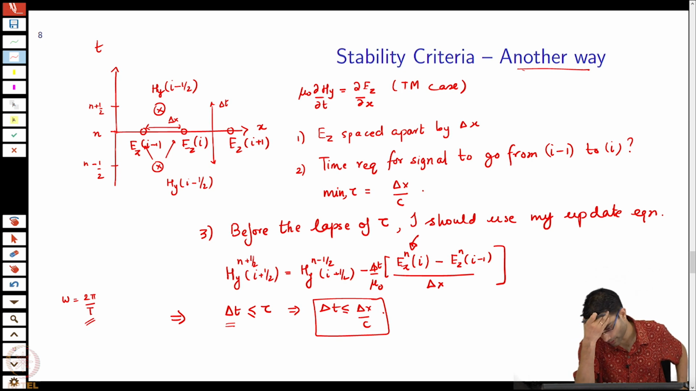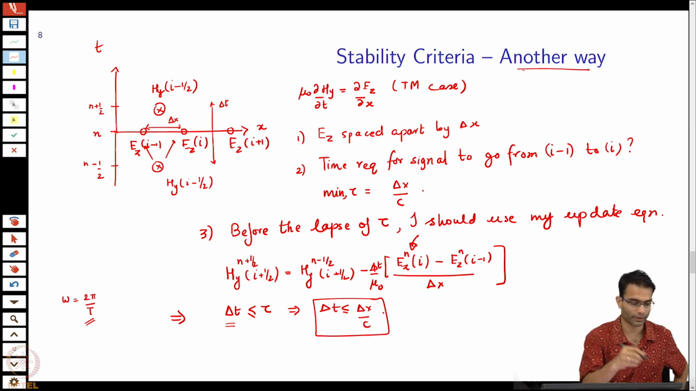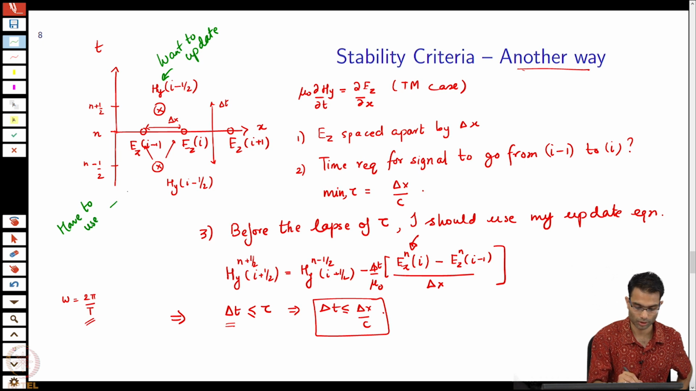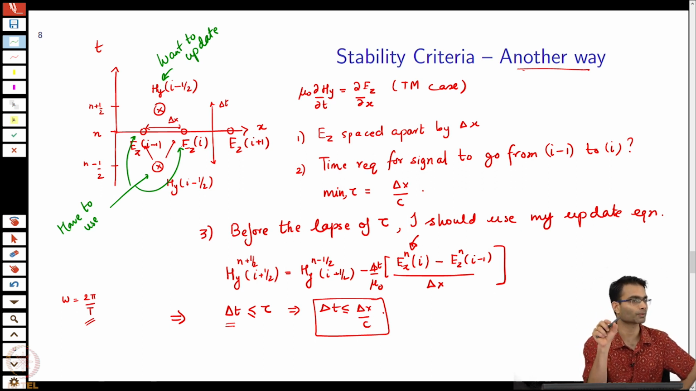Yes, the third part again. So, first part is clear, the Ez are spaced apart by delta x. Then we are saying that in this equation, when I want to update Hy, what all do I have to use? I have to use this one and this one as per the formula. Now, when I am going to use these equations, these had better represent my current estimate of these quantities. Sounds obvious, but of course, they should be current.